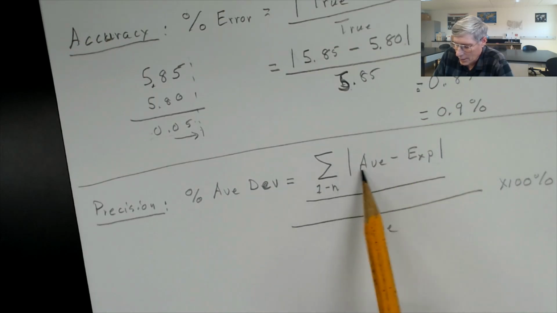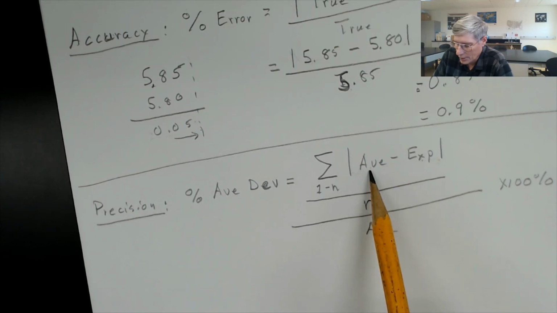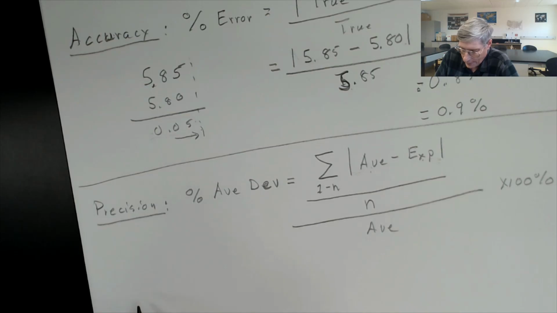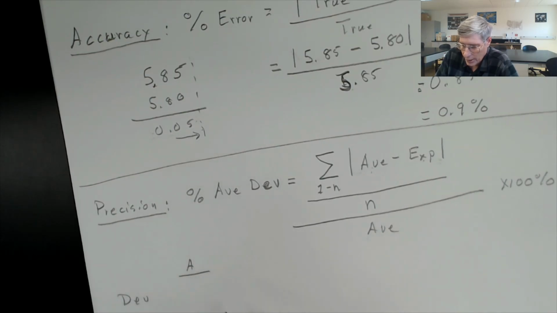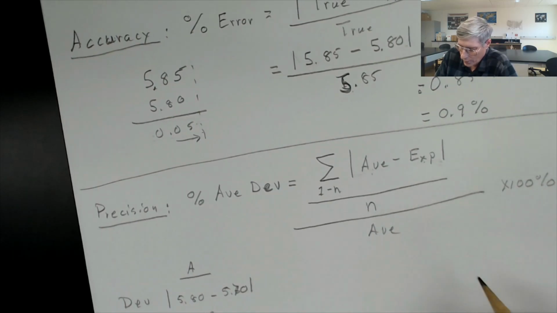This first part is called the deviations. How far did each trial deviate from the average? And so I'm going to do that first. I'm going to call that the deviations. So in trial A, we had an average of 5.80, a trial of 5.70, and if we do the deviation, that was 0.010. So our deviation on A was 0.10.